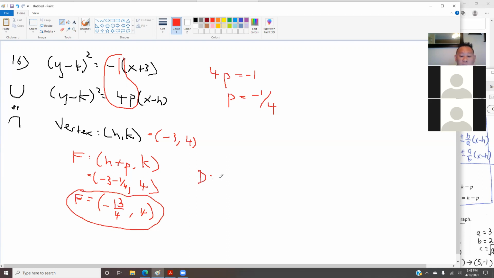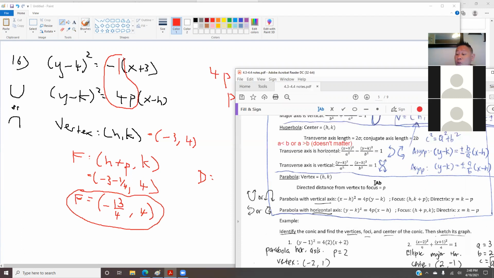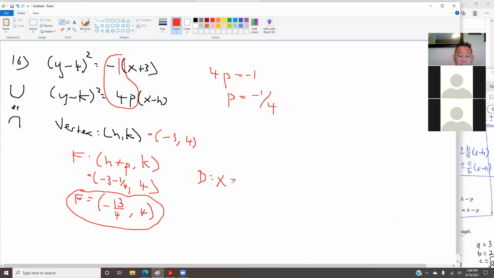And then you need to find your directrix. The directrix formula is x equals h minus p, which is right over here. Again, this is all given in your test, so make sure you know how to apply it. I'm testing you on how to apply it, which one is which. If you give me a vertical axis, everything is going to be wrong. x in this case is h minus p. h in this case is -3. Minus p, p is negative, so two negatives become positive, so this is plus 1/4.